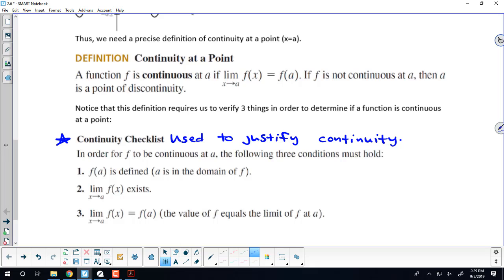So the function has to be defined. The limit has to exist, but it's not enough for the limit to exist and the function to be defined. The definition actually says that the limit has to exist as the function value. So that's item number 3.